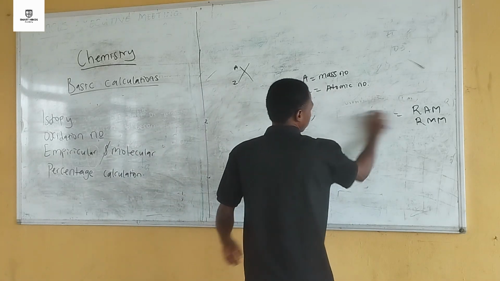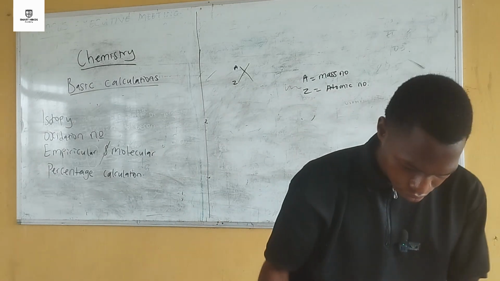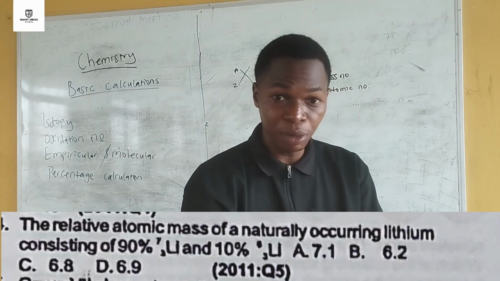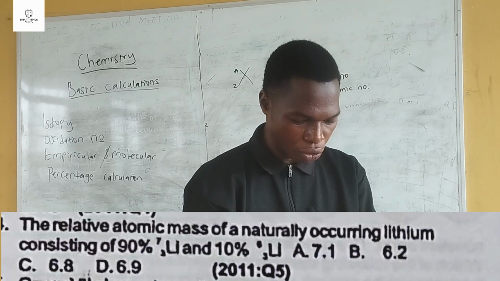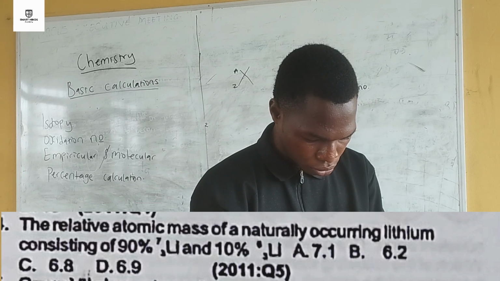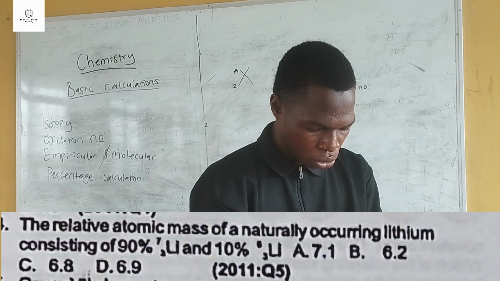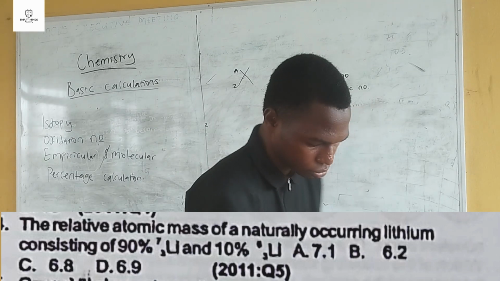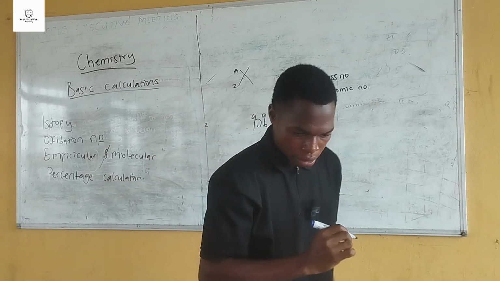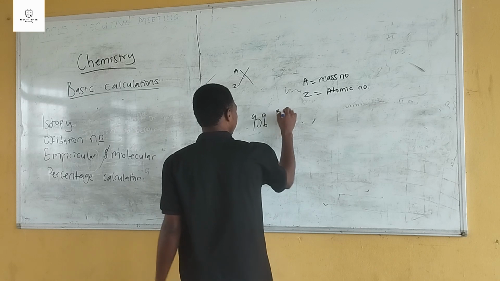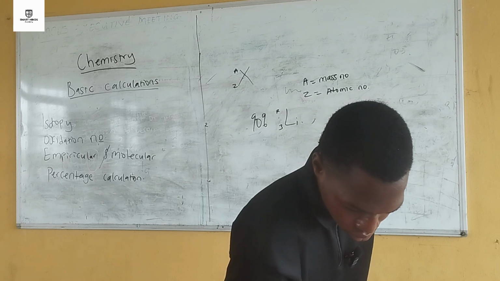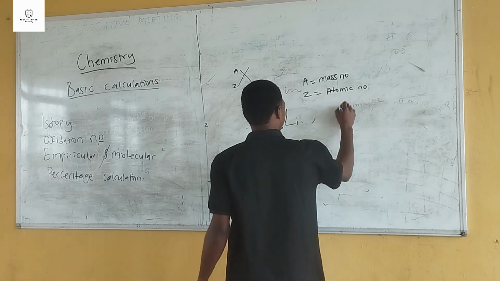The question here is saying the relative atomic mass of naturally occurring lithium consisting of 90% lithium-7, and then 10% lithium-6.